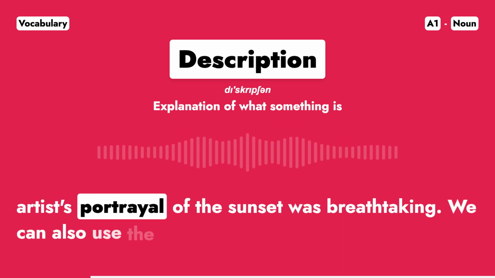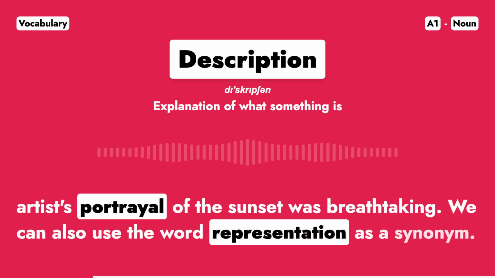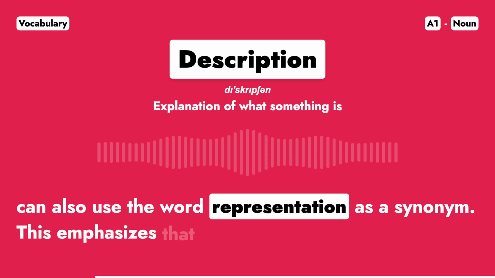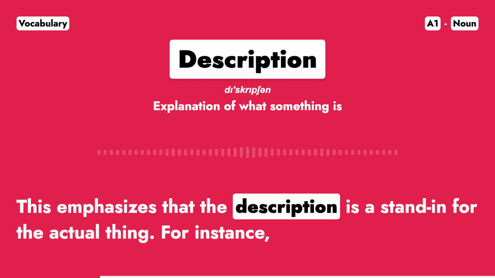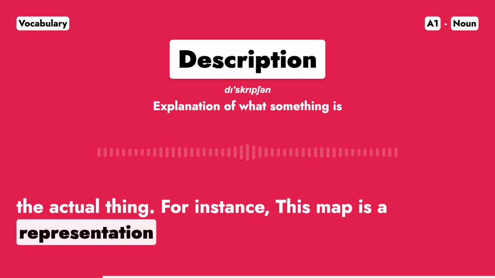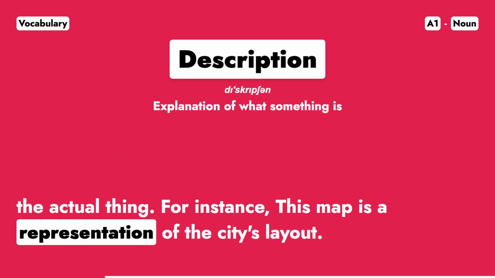We can also use the word representation as a synonym. This emphasizes that the description is a stand-in for the actual thing. For instance, this map is a representation of the city's layout.